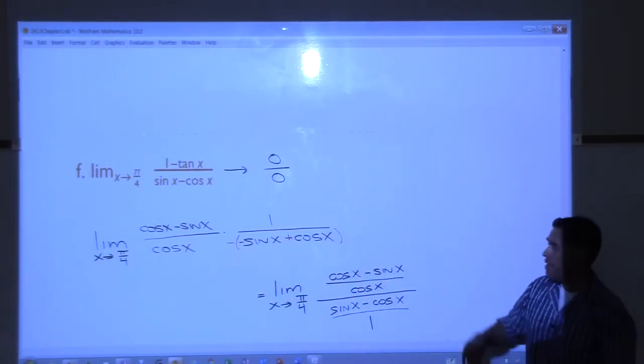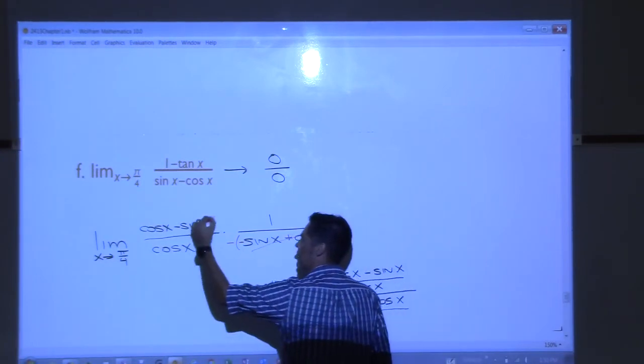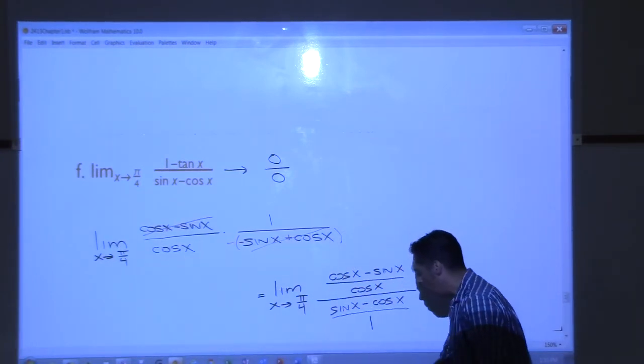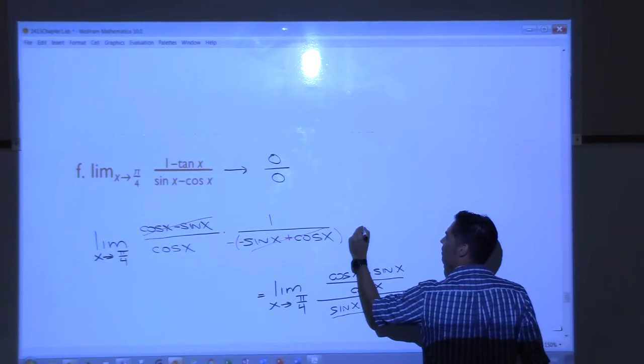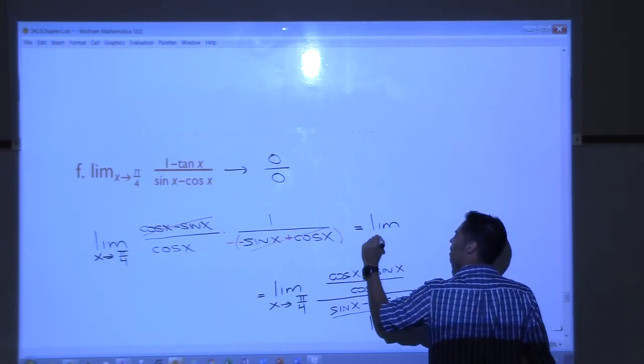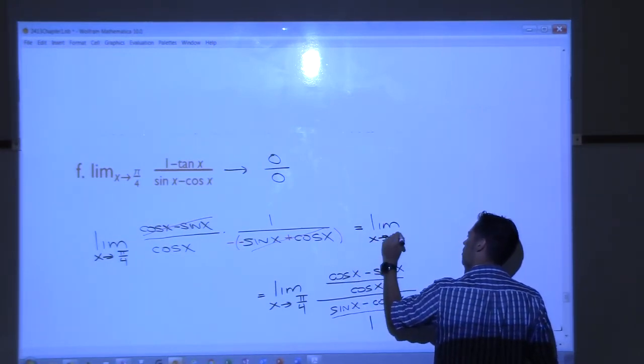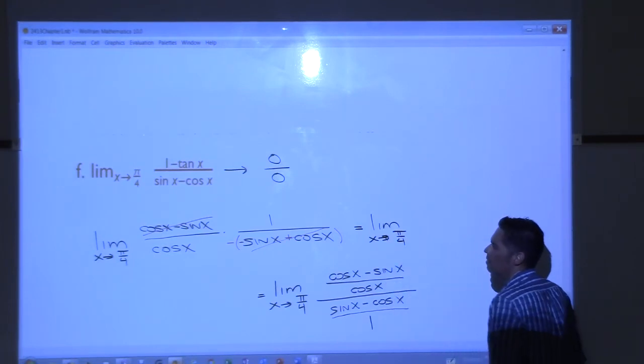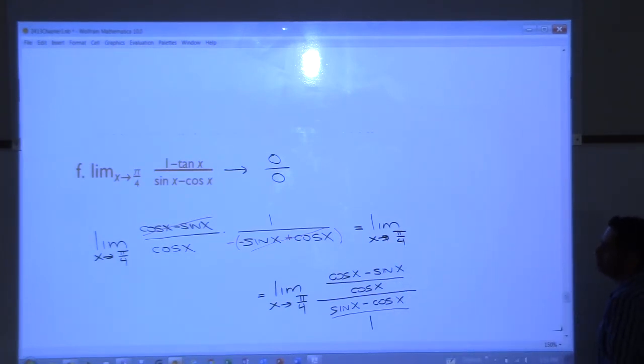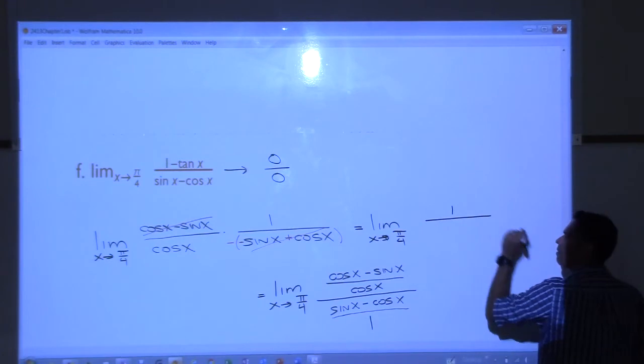And now these will reduce, or cancel if you like. So Al, what would my next line read? I still have limit in front, right? So what am I left with here? You're left with 1 on top, over cosine x.